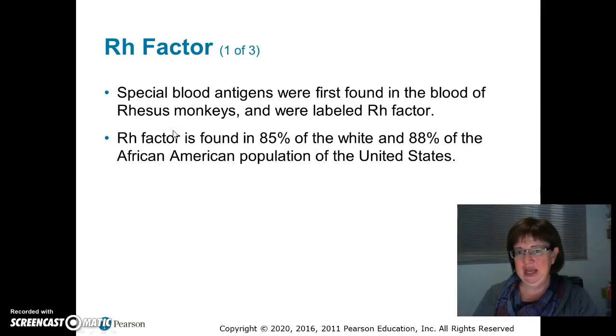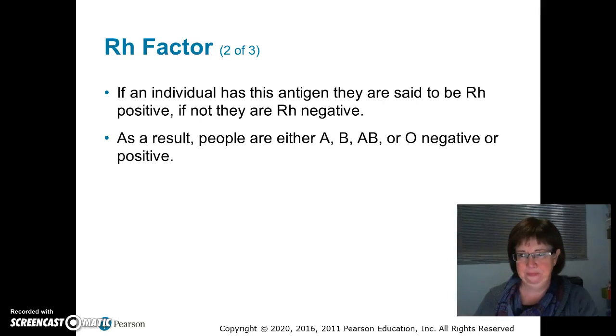Okay, so there's also another marker called the RH factor, and it's called RH because it initially was found in rhesus monkeys. If you have the RH antigen, you are said to have positive. If not, you are negative, and this builds on top of the A, B, AB, and O.